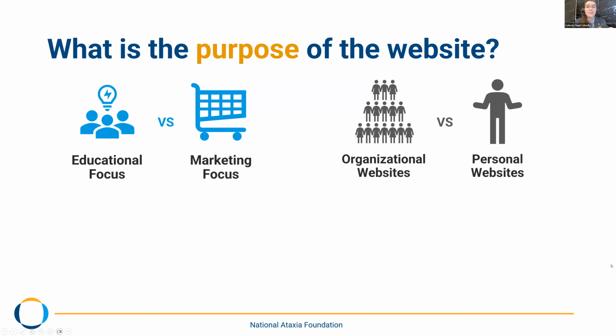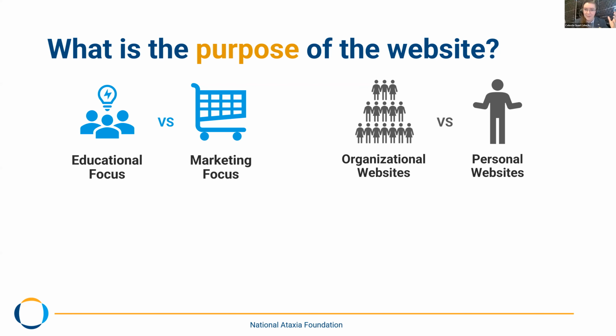The next thing to think about is whether it's an organizational website versus a personal website, because these 2 types of websites serve different goals. So for example, the National Ataxia Foundation, we're an organization. Organizational websites are very good at covering topics that are very broad and have a lot of information involved. It is impossible for one person to know absolutely everything. The human brain has only so much space, and you need to work with other people in order to find answers and strategies and communicate that information.